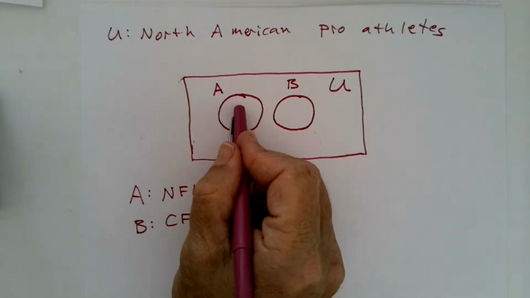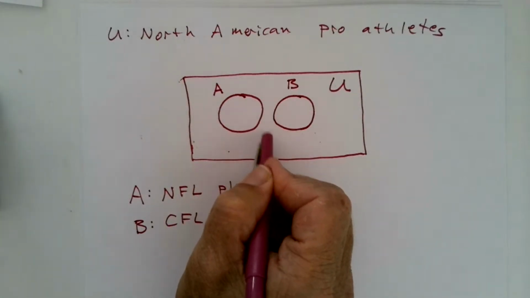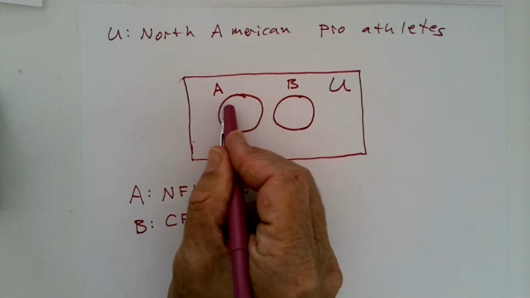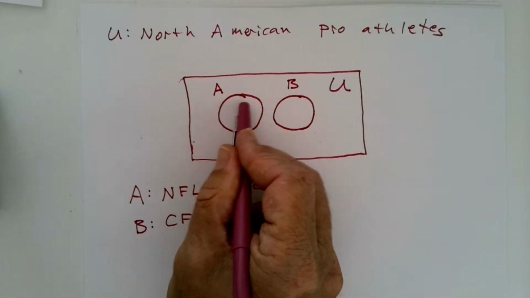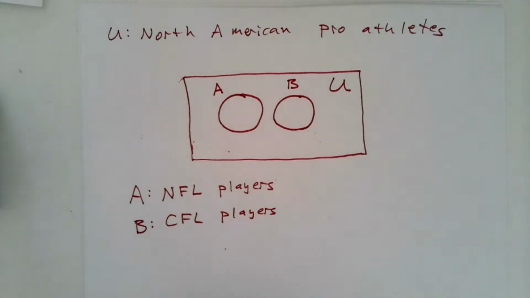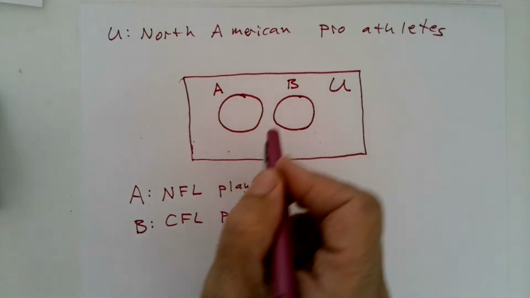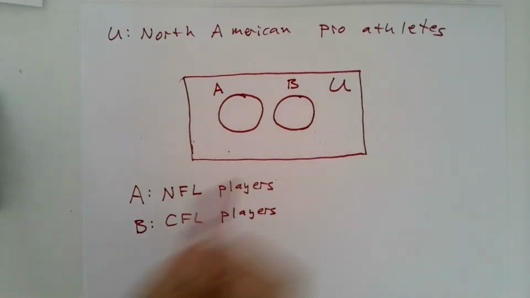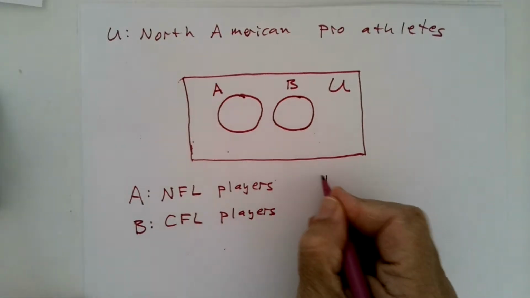So, who would be in set A, who would be in set B, who would be out here? Anybody in the NFL is in set A. Tom Brady is in set A. Drew Brees is in set A as I am recording this. In set B, some Canadian Football League players. I'm sad to say I don't know any offhand. Out here, Major League Baseball players, pro golfers, tennis players, etc. These sets do not overlap. These sets are disjoint.